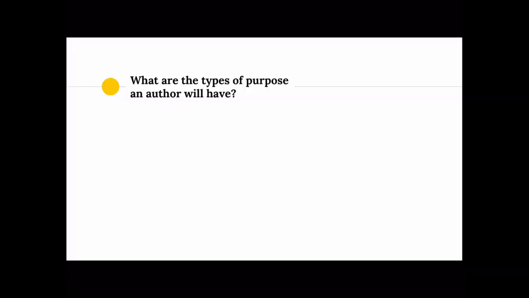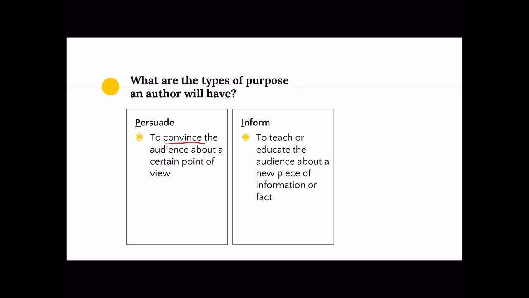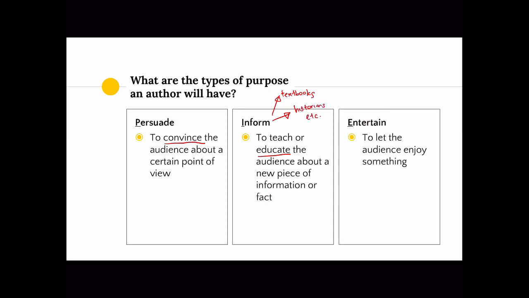So what are the types of purpose an author would have? These are the generic ones. The first one is to persuade, which also means to convince. You're trying to convince the audience about a certain viewpoint. The next type is to inform, which is basically to teach or to educate the audience about new information or a new fact. Usually your textbooks are created to inform. Some of your historians write certain things to educate people as well. And the last one is to entertain, which is basically just to let the audience enjoy something. For history, we are focusing on either to persuade or to inform.